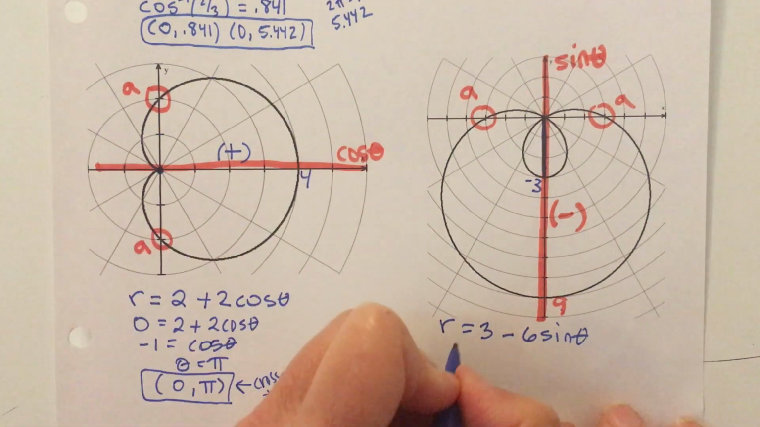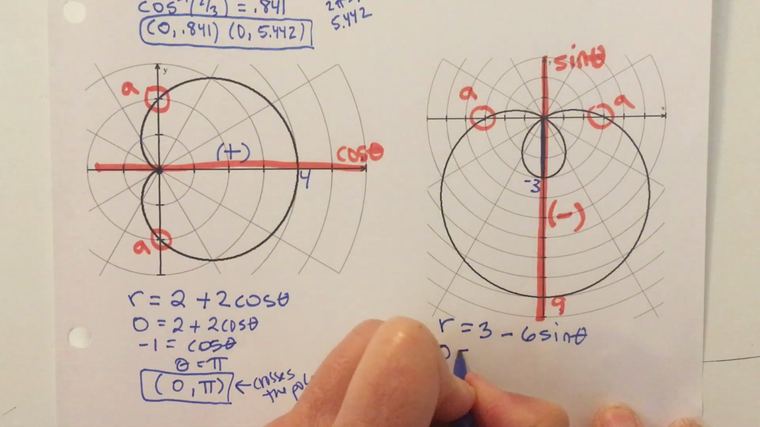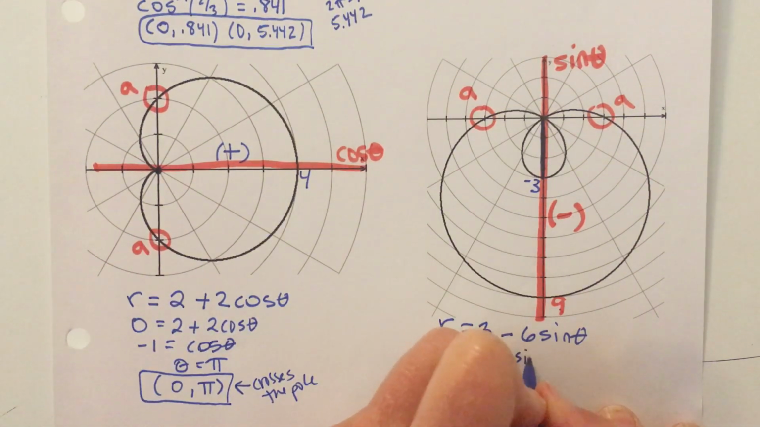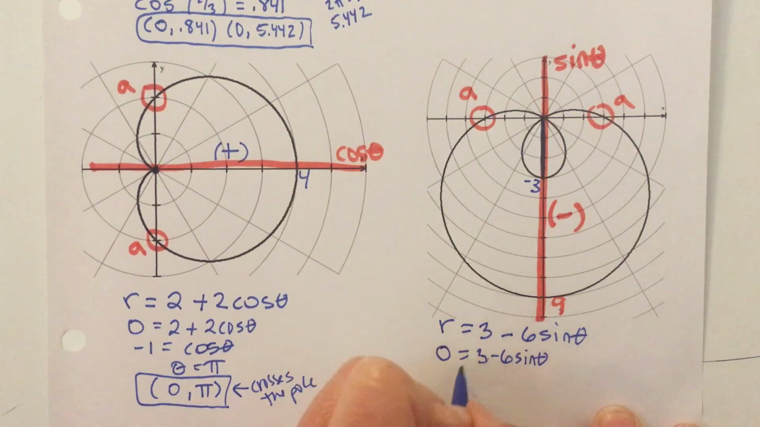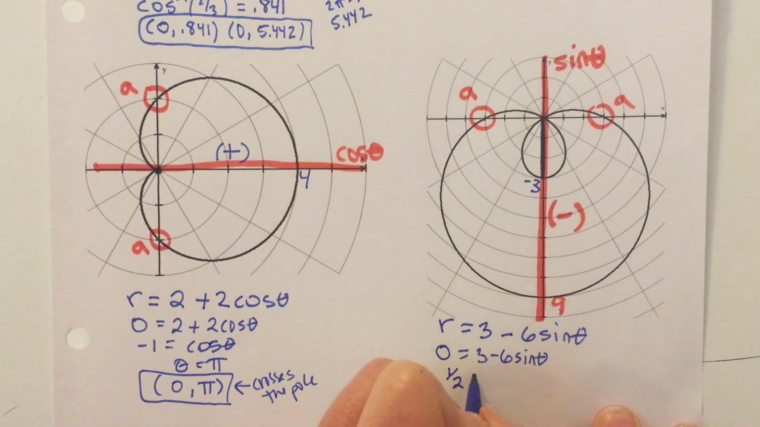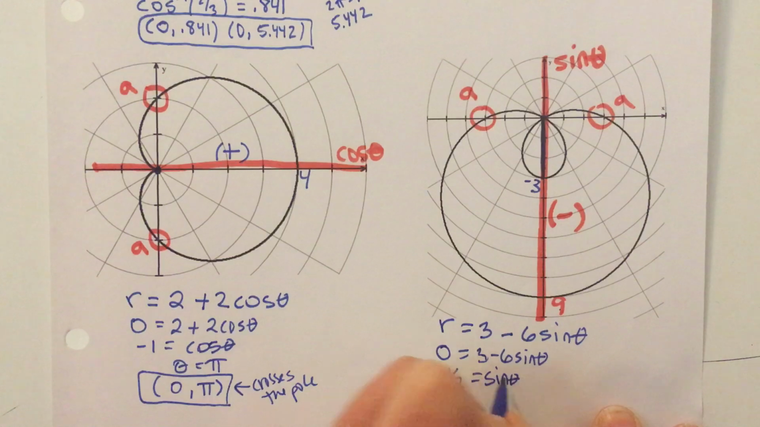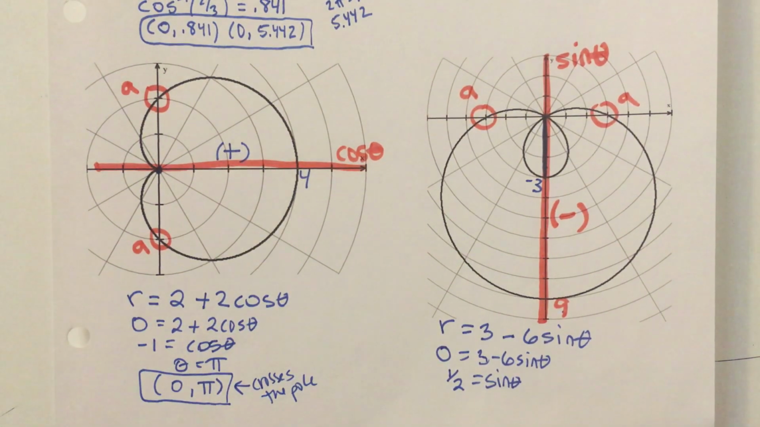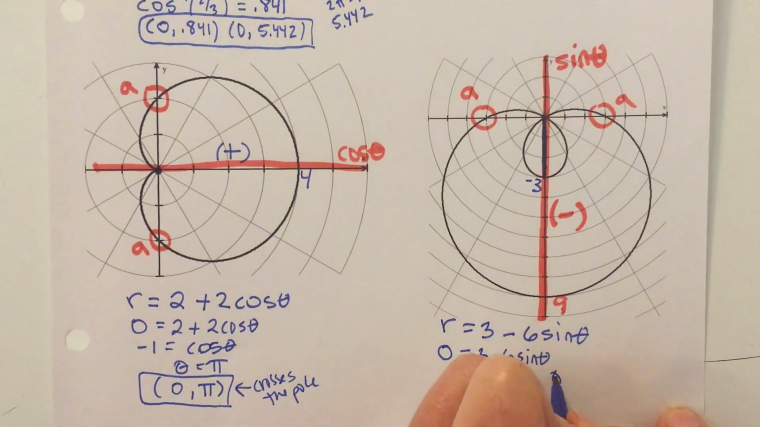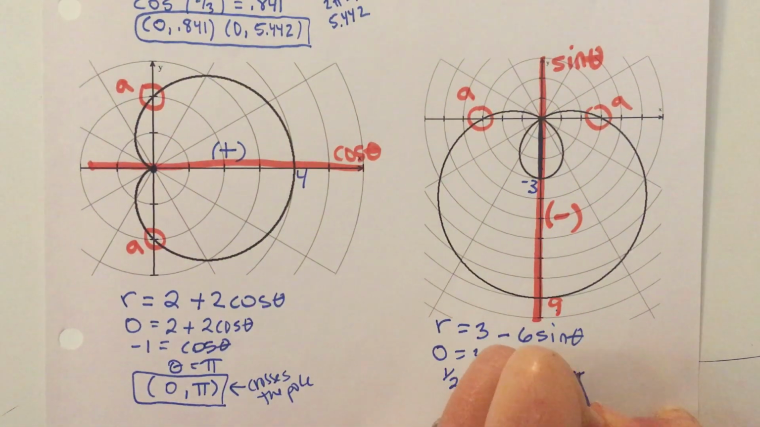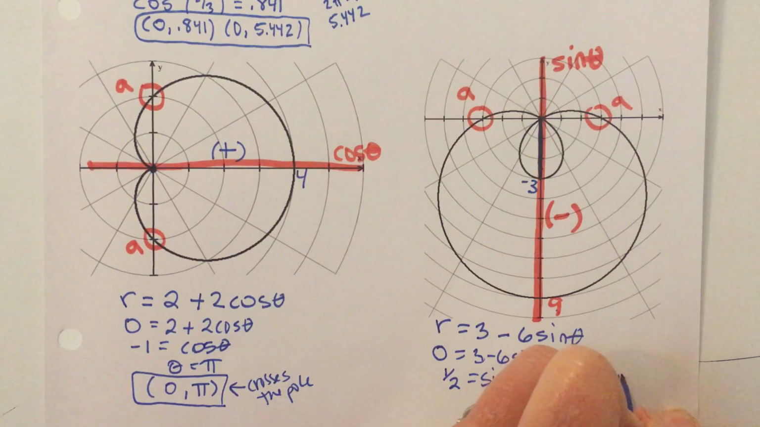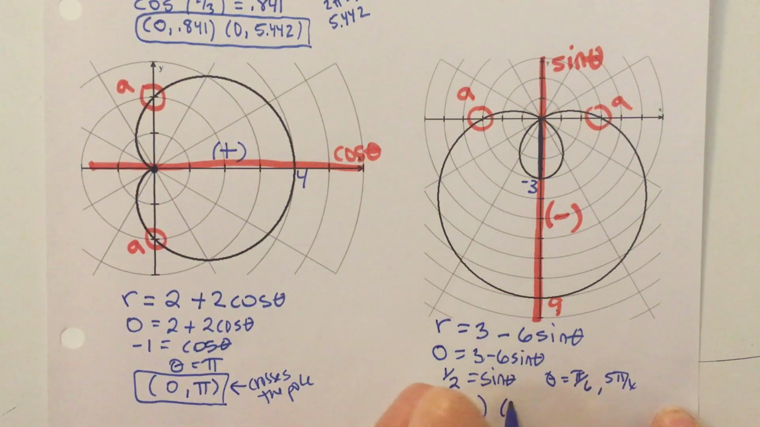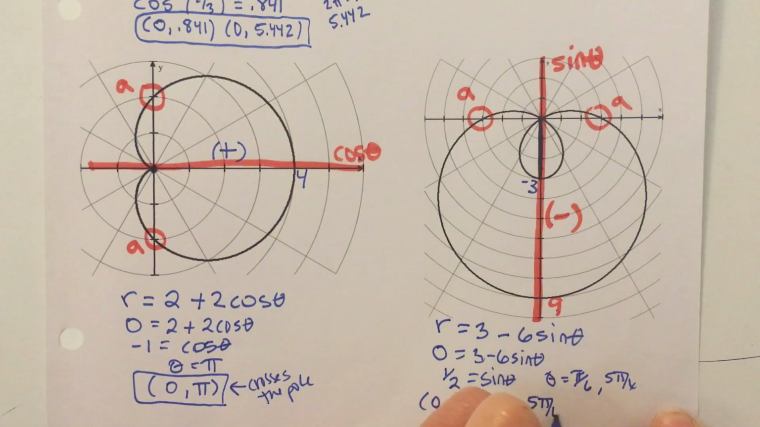To find out where it crosses the pole, we know it's going to cross twice because all limacons with inner loops cross twice. This one, when you subtract 3 and divide by negative 6, you get positive 1/2. Lucky for us, we don't have to break our calculator out because we already know this. Where does sine equal 1/2 between 0 and 2 pi? When theta equals pi over 6 and 5 pi over 6. So this crosses the pole at 0, pi over 6 and 0, 5 pi over 6.